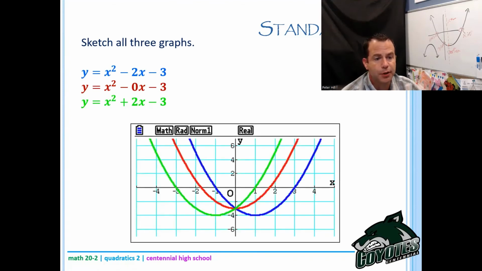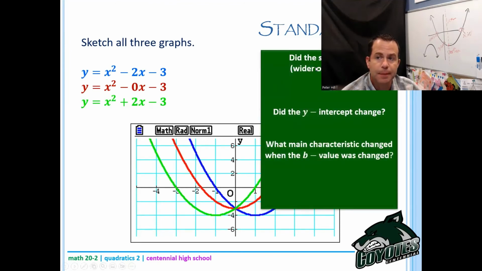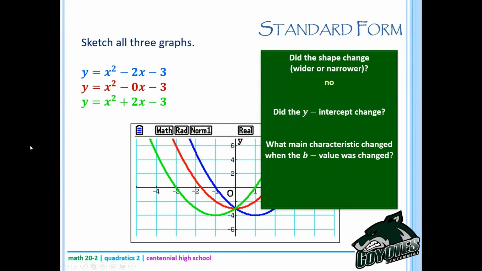Okay, this is what you should have gotten. So I have things color-coded. The blue is right here, and the red, and then the green. So same sort of questions. Did the shape change? So did it get wider or narrower? And the answer to that is no. Okay, I'll just hide my face here for 1 second so you can see that question.